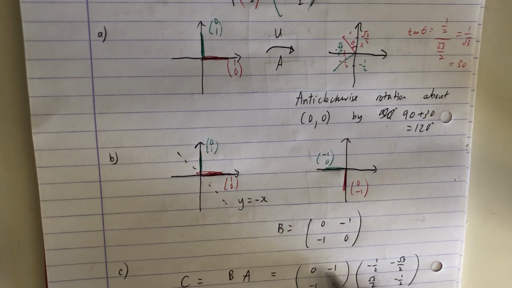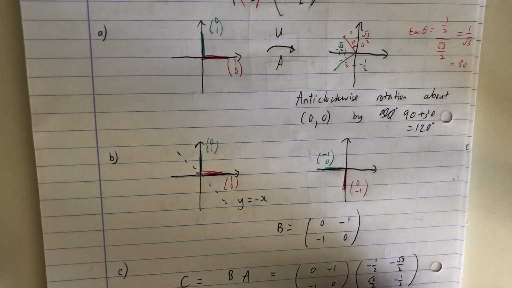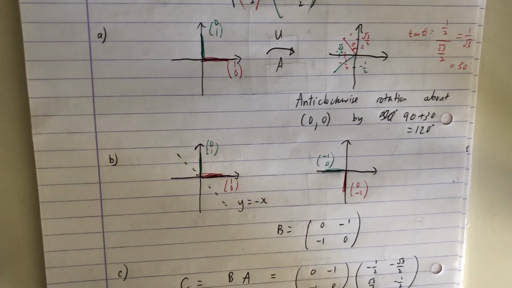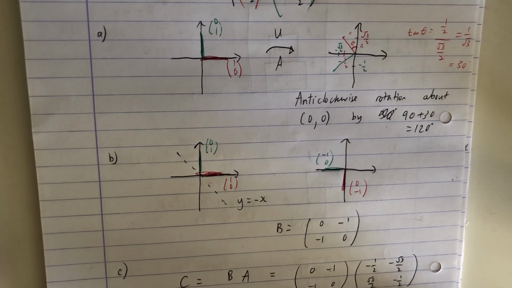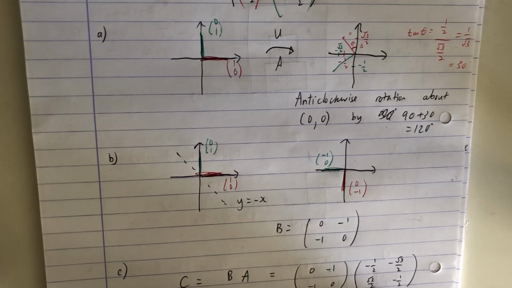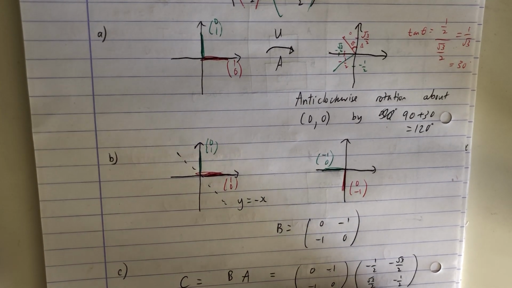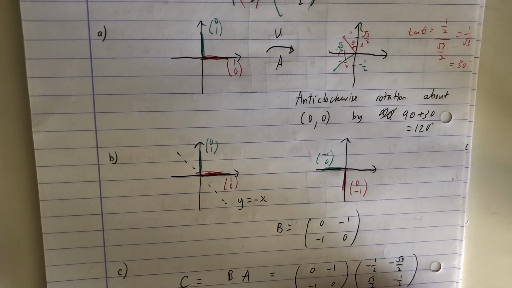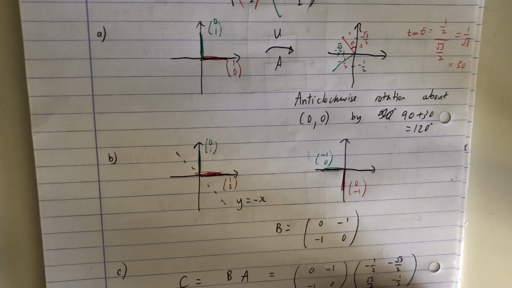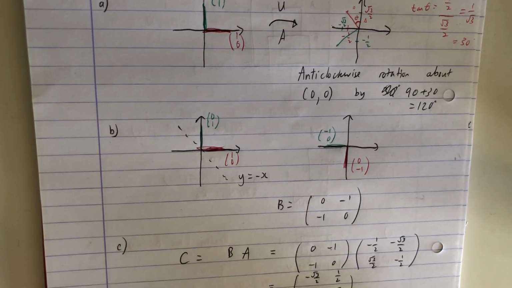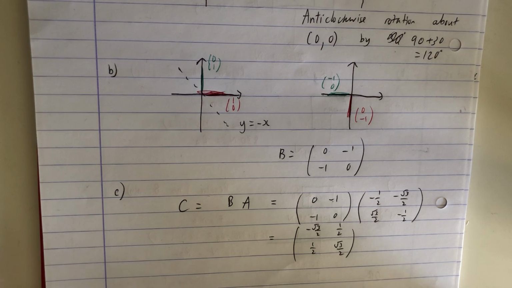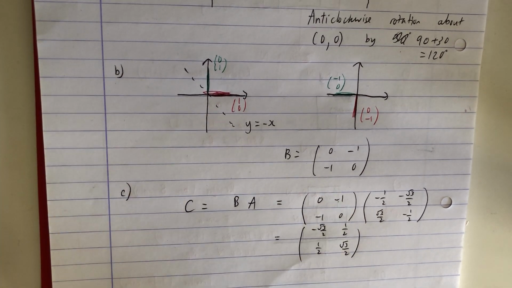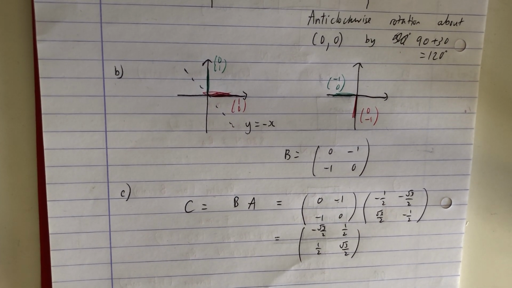That's going to go to 0 times that, minus 1 times that, so minus root 3 over 2, 0 times that, minus 1 times that, so that's a half, minus 1 times that, which is plus a half, and minus 1 times that, which is root 3 over 2. And that would be matrix C.